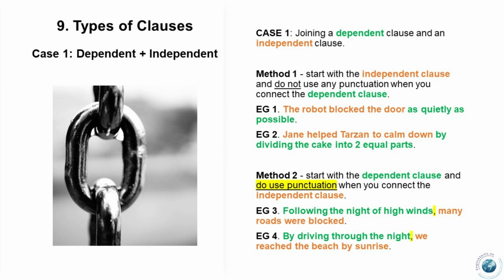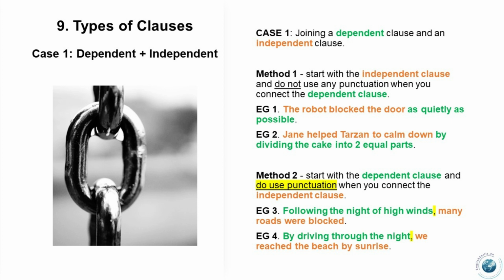Okay, let's look at our 4 cases, starting with Case 1. Dependent plus independent, i.e. a sentence that starts with a dependent clause and is followed by an independent clause. Let's look at 2 methods to join such clauses. Joining a dependent clause and an independent clause. Method 1. Start with the independent clause and do not use any punctuation when you connect the dependent clause.